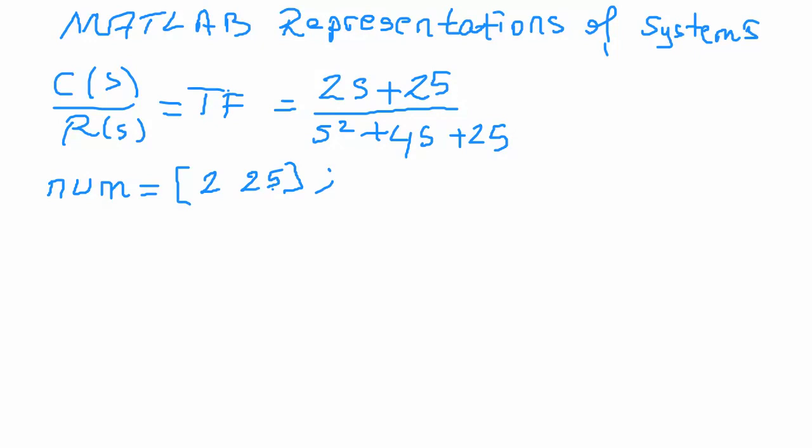You are going to write then den, the denominator, which is equal to 1, space, 4 and 25.